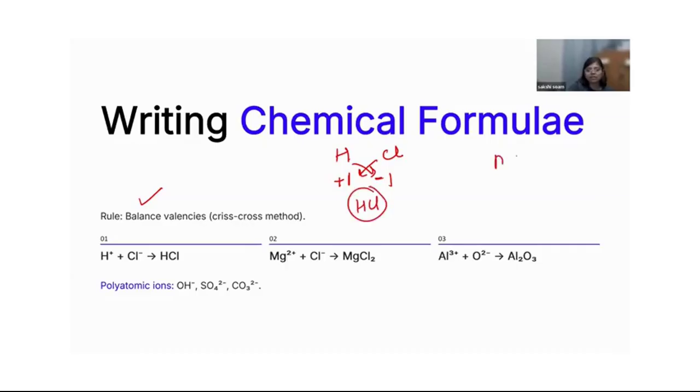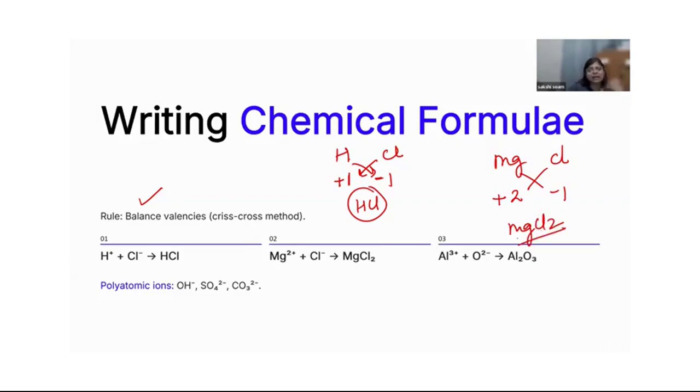Now let us consider magnesium and chlorine. The valency of magnesium is +2. What does it mean, +2? Basically, it needs to lose 2 electrons to become stable. Chlorine needs to gain 1 electron to become stable, right? So if you cross multiply, it becomes MgCl2.